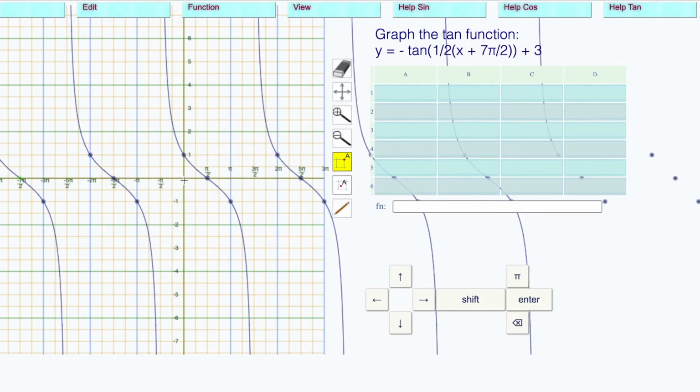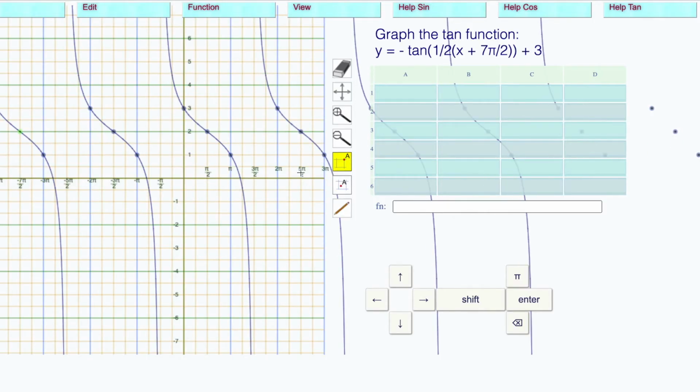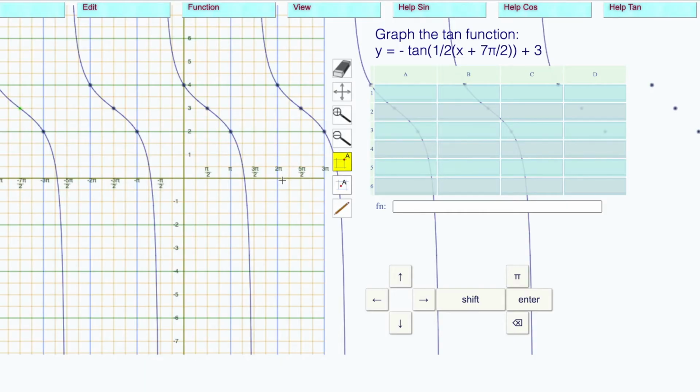I could have just dragged the central vertex, which was at the origin, over pi over 2. It would have given us the same graph, by the way. The vertical translation is +3, so I'm going to lift the whole thing up to 3, like that. There is our sine wave graph.